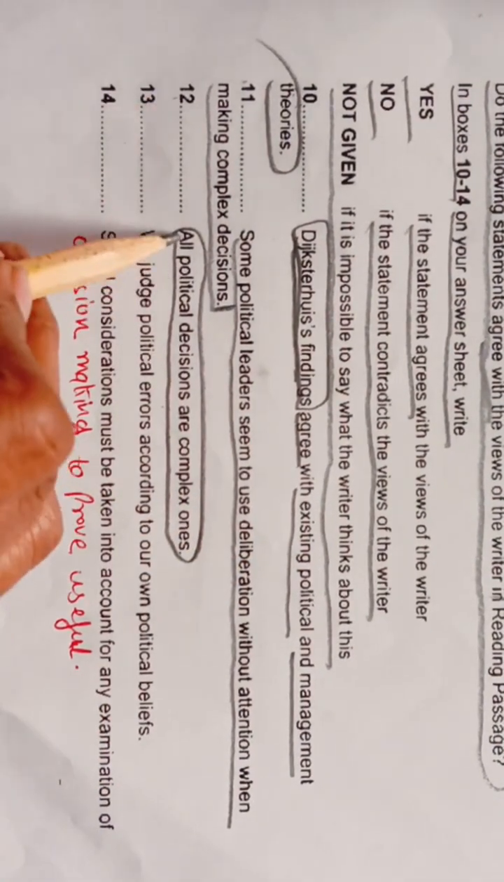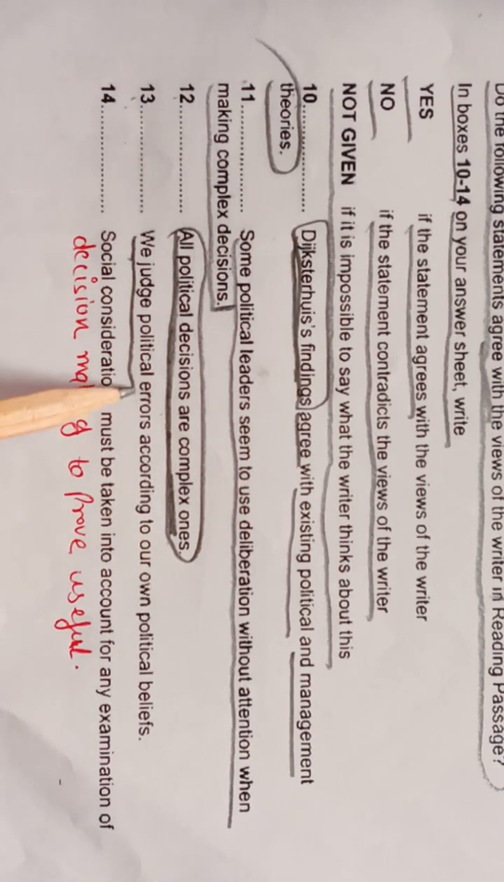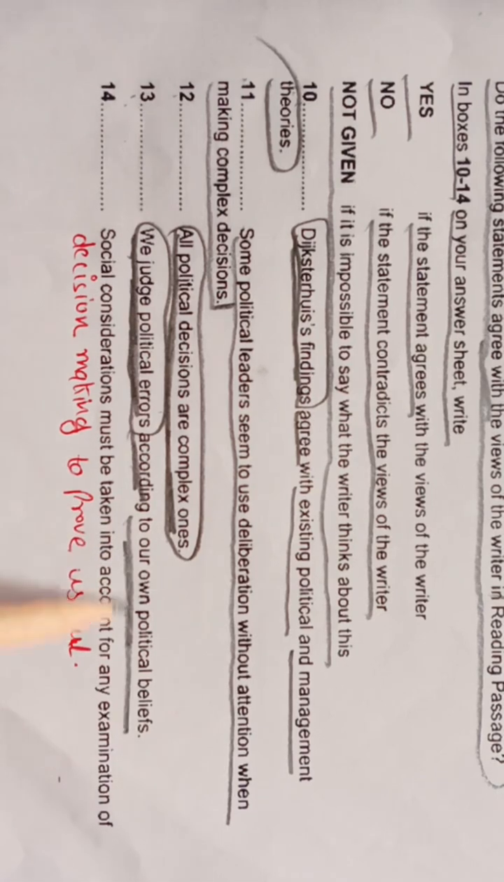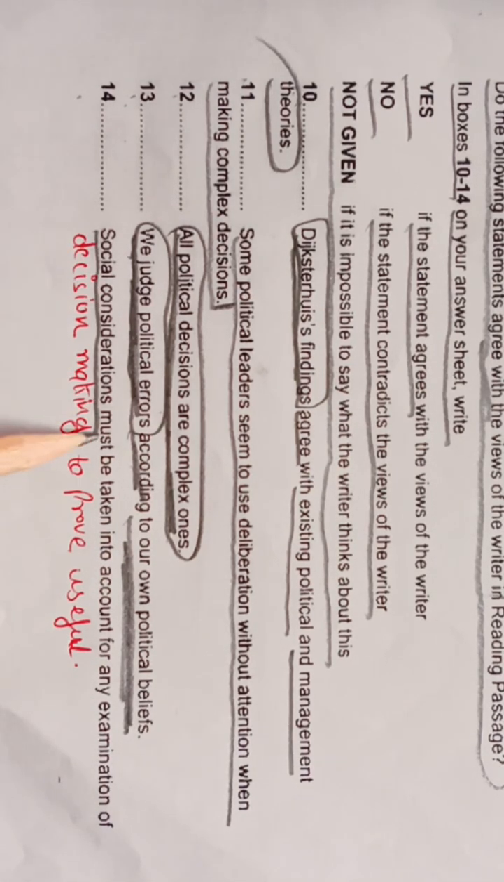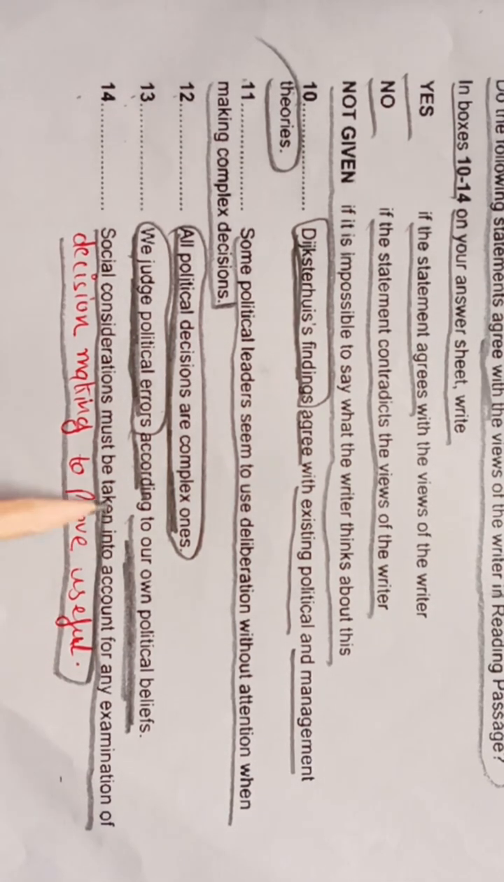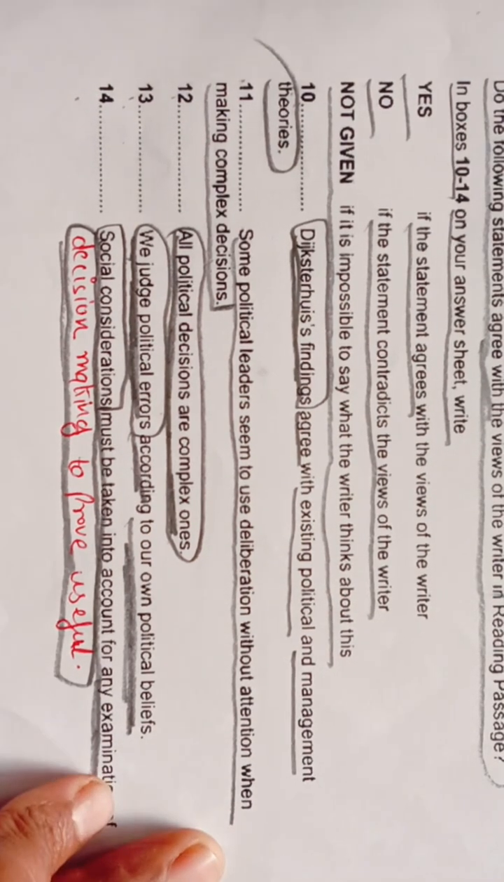Okay. 12 number, all political decisions are complex ones. 13. We judge political errors according to our own political belief. 14 number, social consideration must be taken into account for any examination of decision making to prove useful. Okay, so these are our keywords. Now let's quickly read our paragraphs and find the answers.